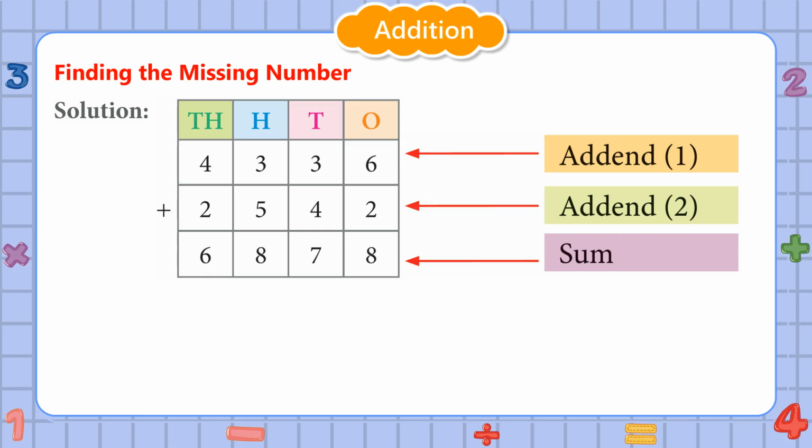To find the missing digit in the hundreds column, let's subtract the sum digit of the hundreds column and addend 2 digit of the hundreds column, that is 3. So, the missing digit in the hundreds column is 3. To find the missing digit of thousands column, let's subtract the sum digit of thousands column and addend 1 digit of thousands column, that is 2. So, the missing digit is 2.